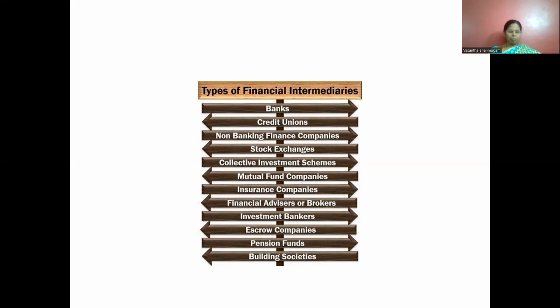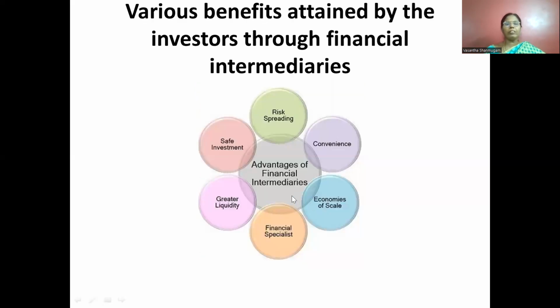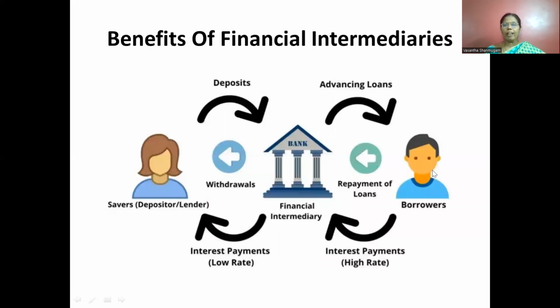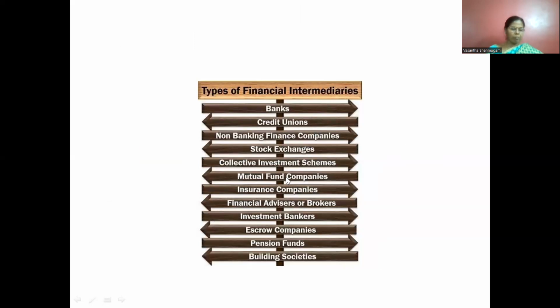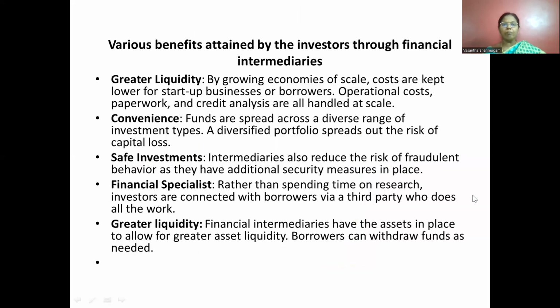There are different types of financial intermediaries formed to serve different aims and objectives of the customers or members, that is, lenders and borrowers. So that clearly explains how these people help to connect the saver and the borrower. With their help, we can connect the people who have money and the people who need money. We have also discussed the benefits attained by the investor through financial intermediaries: greater liquidity, convenience, safe investment, and financial specialist. These aspects we have discussed.